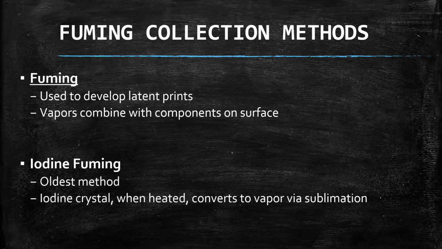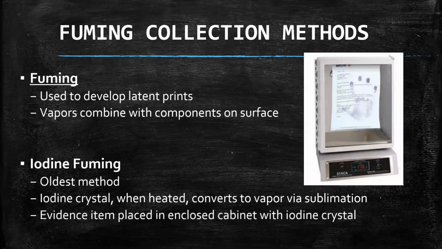So iodine fuming is the oldest method. Iodine is a very hazardous gas, so it is dangerous, but it's the oldest method. It worked the best for what they had. Basically, you take an iodine crystal in solid form and put it into a heater contraption like shown here. You put in the object you're trying to develop the prints on, in this case a piece of paper, and then you crank up the heat.